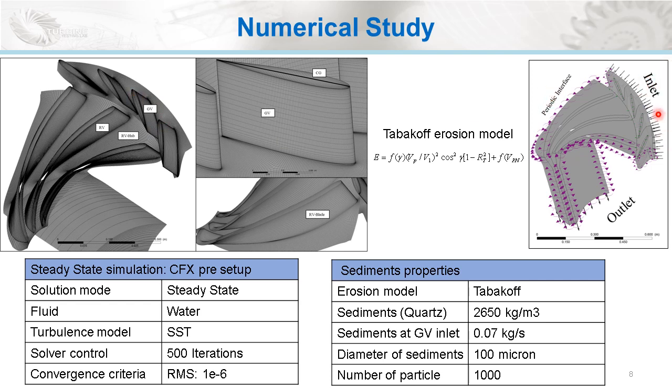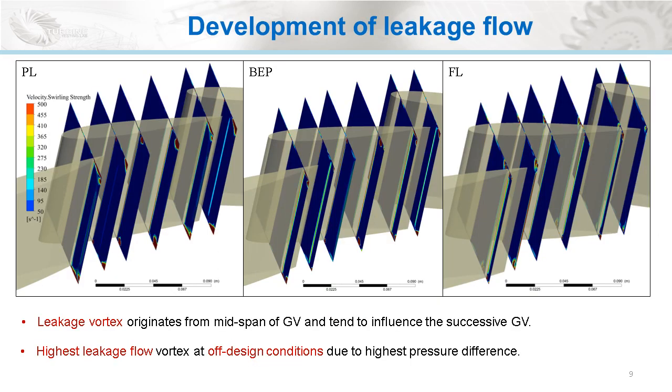Mass flow rate at inlet and static pressure at outlet are chosen as boundary conditions, and the Tabakov erosion model was used for all the simulations, and the GCI technique was used for the mesh independence study. These are the sediment properties used for conducting this. Here I will be talking about the development of leakage flow.